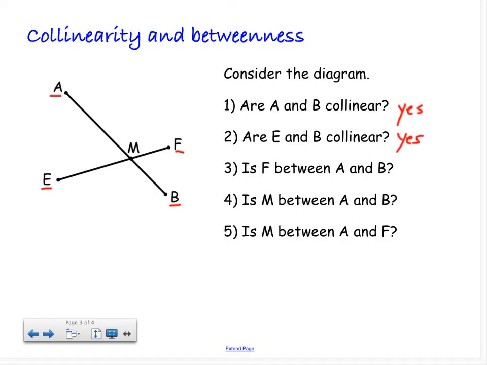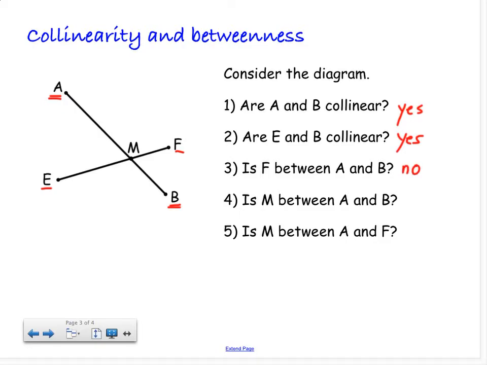Is F between A and B? So remember, the definition for betweenness is F would be between A and B if it is on that line segment and it falls between A and B. That is, it's not beyond A or beyond B. So if we look at this, F is not actually on line segment AB. So F is not between A and B. So we're going to say no.